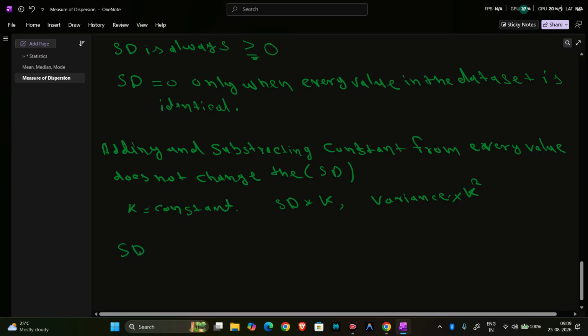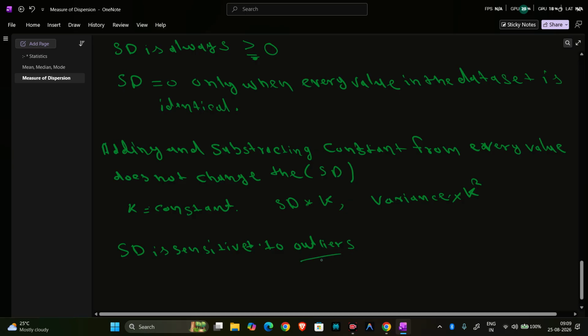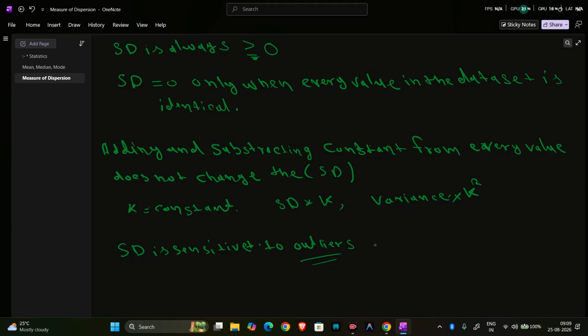And standard deviation is sensitive to outliers. So what are outliers? We saw outliers in the last video when we were learning mean, median, and mode, so you can check out that video. I will add the link in the description. So if we have outliers, the standard deviation is sensitive to them. It will extremely inflate the value of the standard deviation.